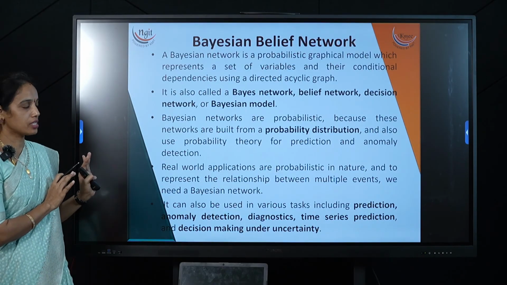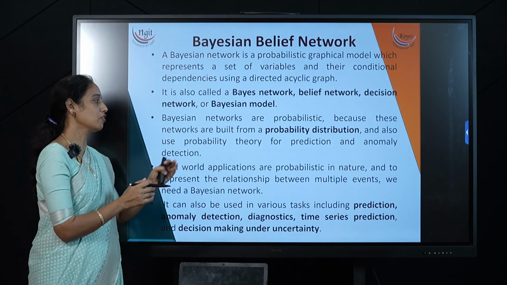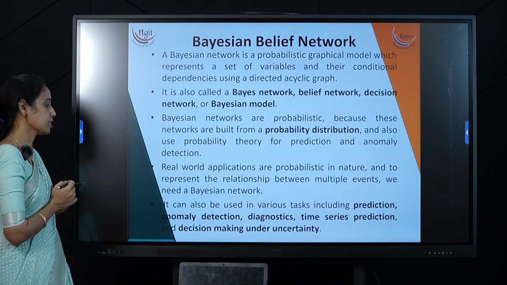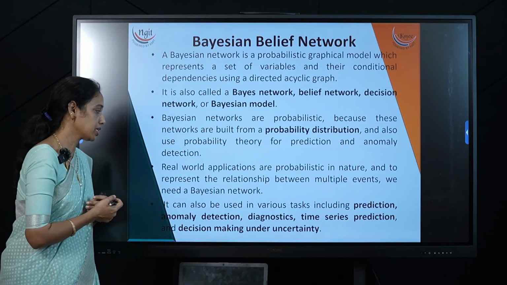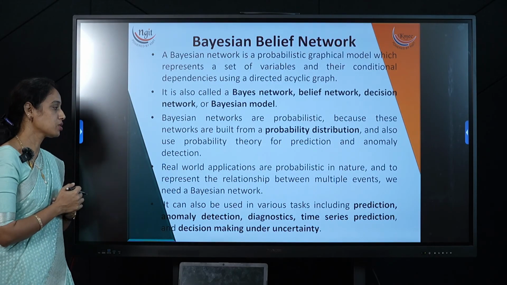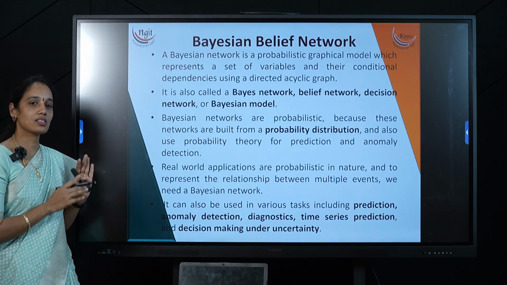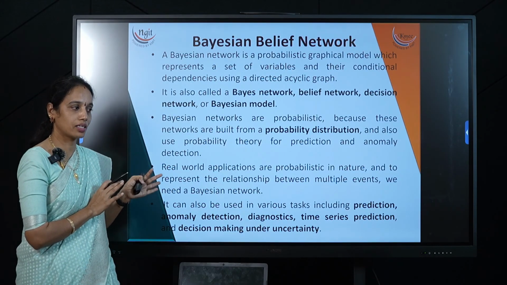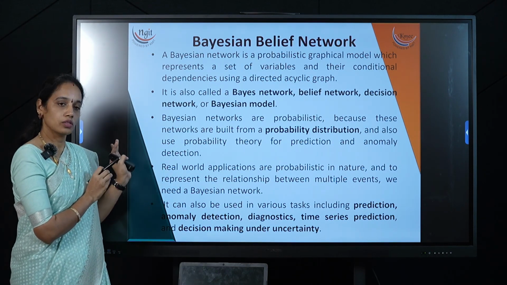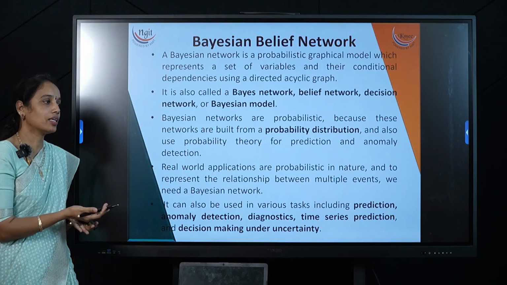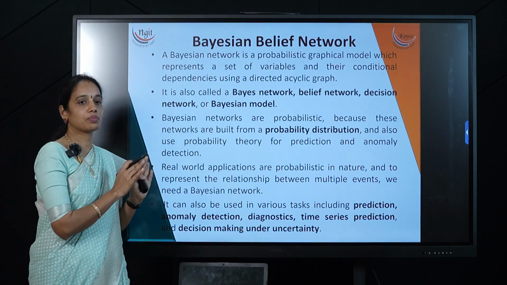And these are probabilistic. Why? Because they are built from a probability distribution and use probability theory for prediction and anomaly detection. So it can be used for various tasks including prediction, anomaly detection, diagnostics, time series prediction and decision making under uncertainty. So this is just an introduction to handling uncertainty. With one method, Bayes, we found solutions for how to find a solution to a particular problem when we have uncertainty, and how Bayes theorem helps to overcome that uncertainty.